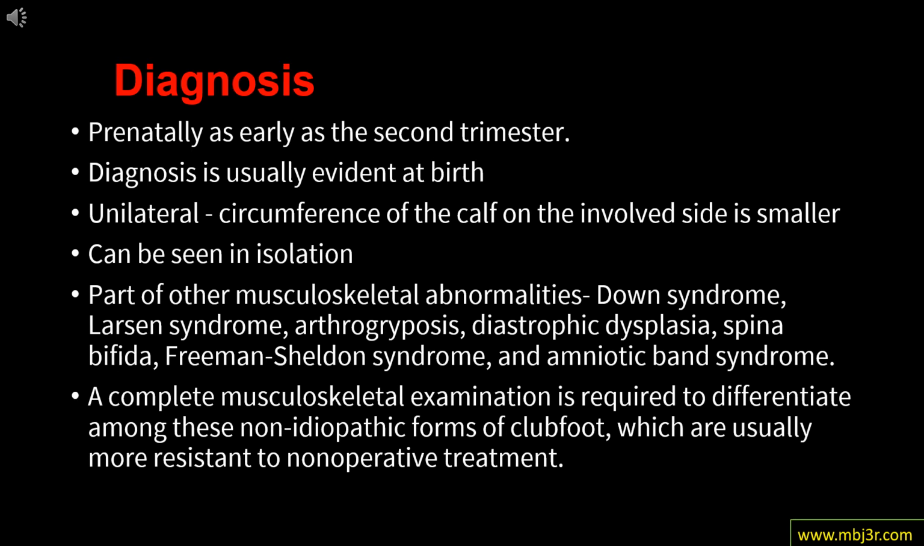The diagnosis of club foot can be made prenatally as early as the second trimester. Diagnosis is usually evident at birth and it is a clinical diagnosis. In a patient with unilateral involvement, the circumference of the calf on the involved side is smaller than the normal side. Club foot can be seen in isolation or as a part of other musculoskeletal abnormalities, including but not limited to Down syndrome, Larsen syndrome, arthrogryposis, spina bifida, amniotic band syndrome.